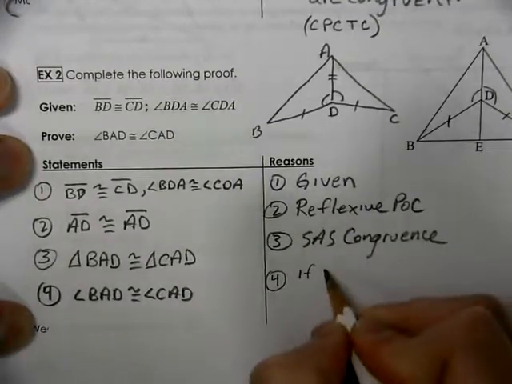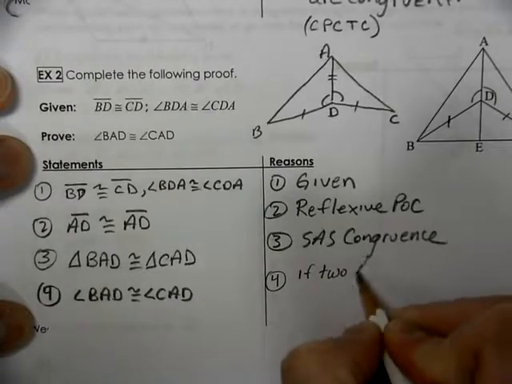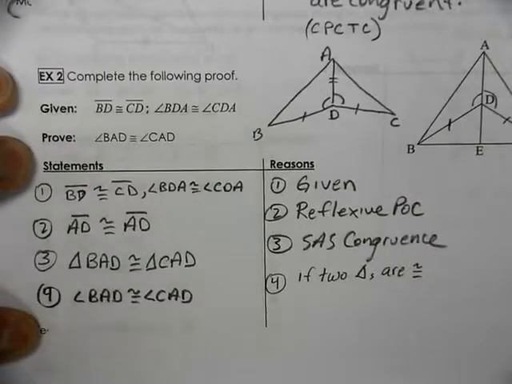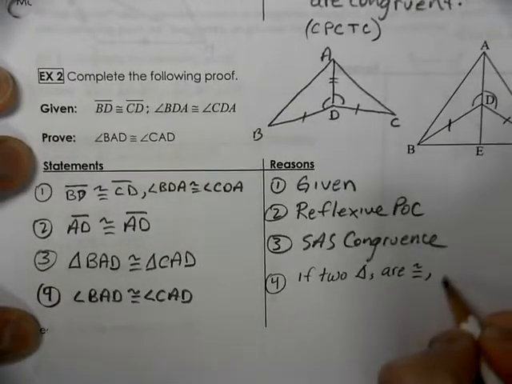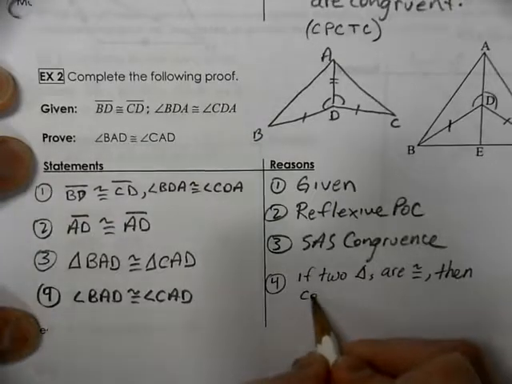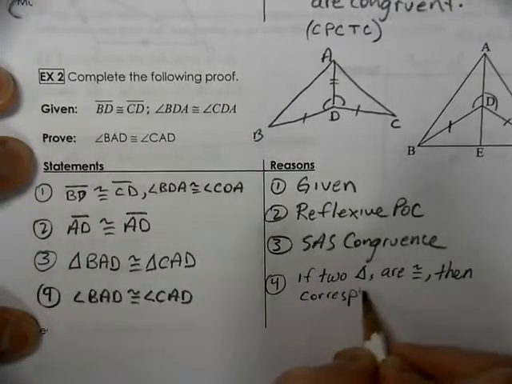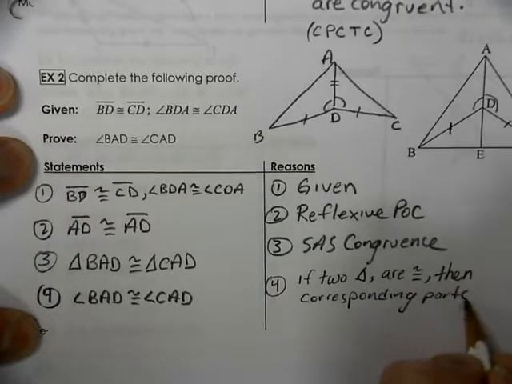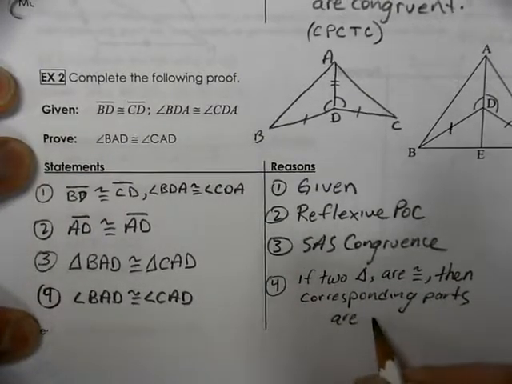If two triangles are congruent, then corresponding parts are congruent.